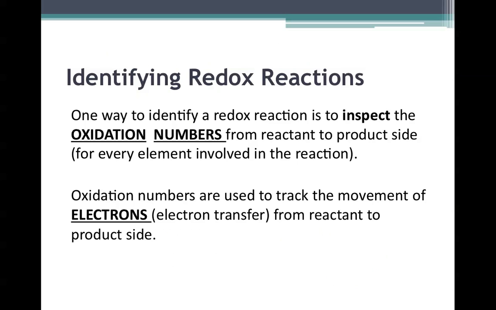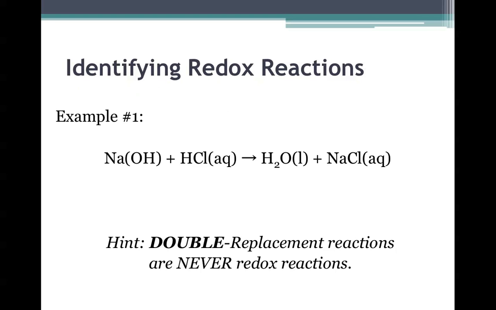of electrons. So one way to simply identify a redox reaction is to inspect the oxidation numbers from the reactant side compared to the product side. We use oxidation numbers basically to track the movement of electrons from the reactant to the product side. So for going through this, I'm just going to quickly give you the oxidation numbers here, and then in concept we will practice going back over oxidation numbers.